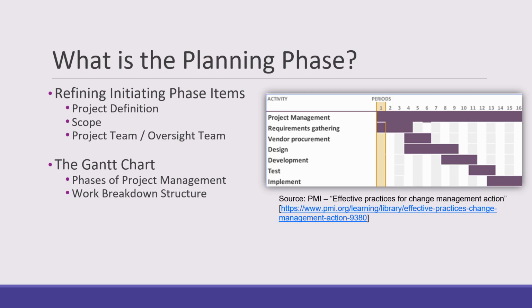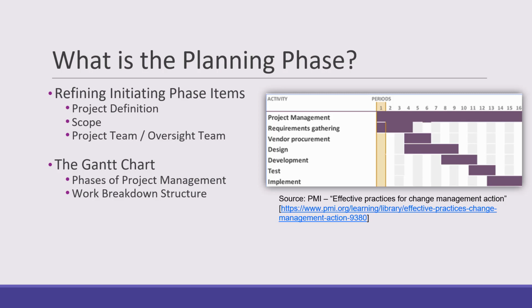Often, as you are starting the planning phase, you will still be refining the initiating phase items. You may also be working through the project schedule and realize that you need to adjust some of the items, like project definition, scope, or team members.